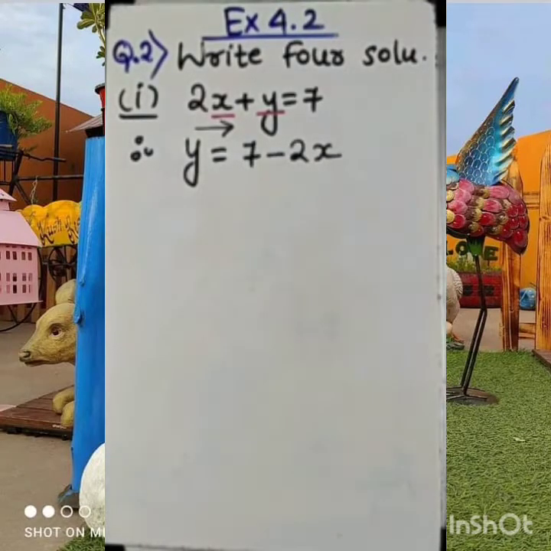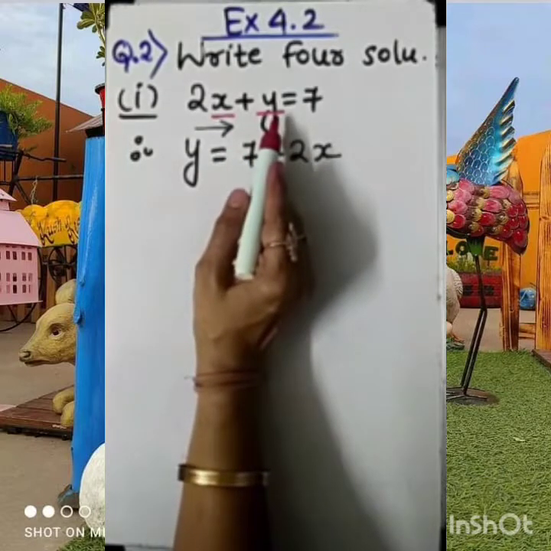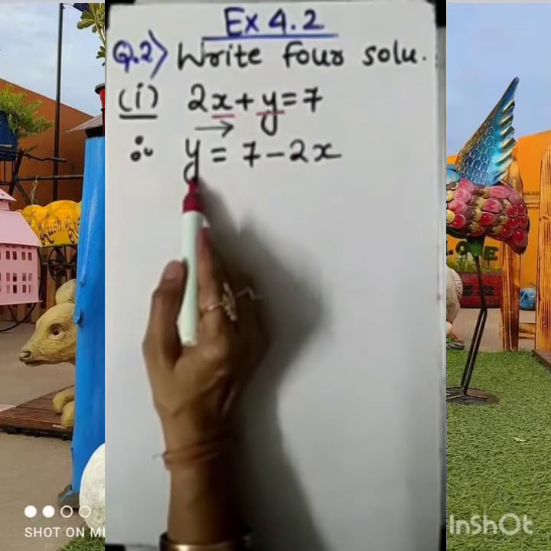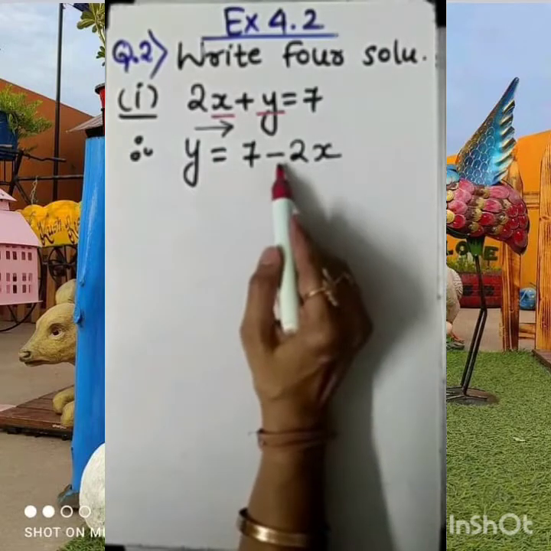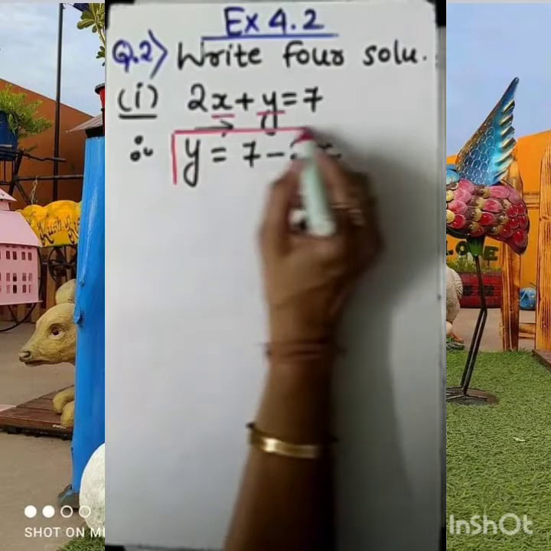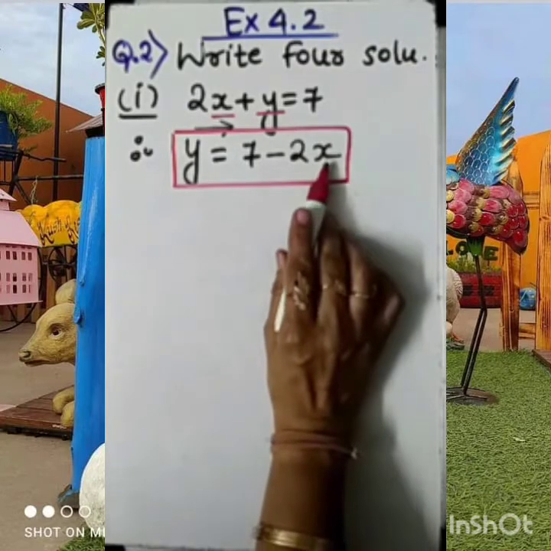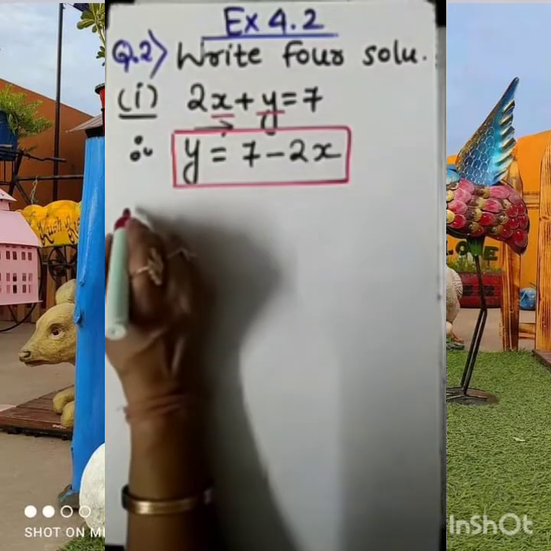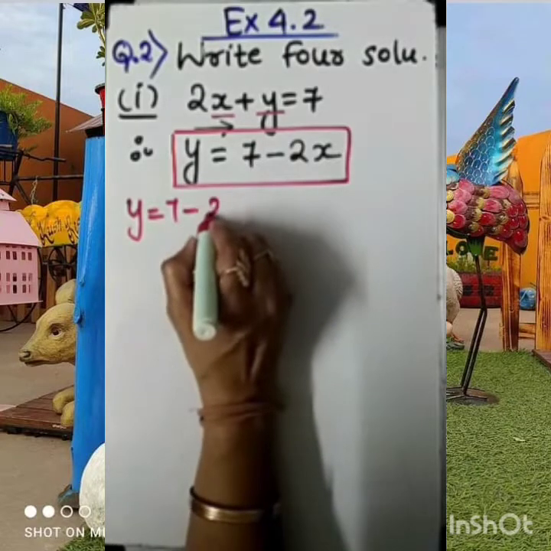Simple. So according to the condition, we need to make either x or y the subject. For our convenience, I have taken y as the subject. So this 2x I am transposing to the right side, so it will become minus 2x. So this will become our main equation with subject y. Now dear student, for different values of x, we will find the value of y. For that, as we are learning this for the first time, look at your screen: y equal to 7 minus 2x.